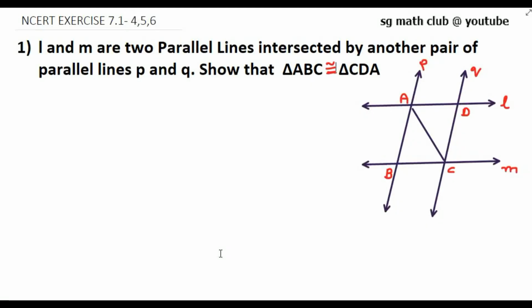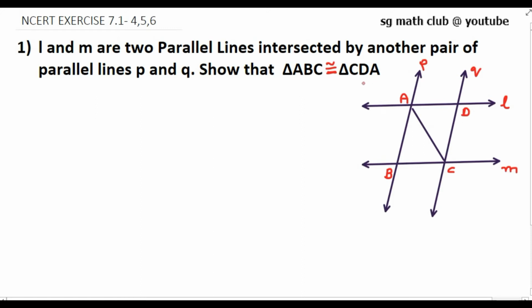We have already learned about congruence rule for triangles. In today's video, we will do some of the problems based on congruence rule. The first question is, L and M are two parallel lines intersected by another pair of parallel lines P and Q. Show that triangle ABC is congruent to triangle CDA.